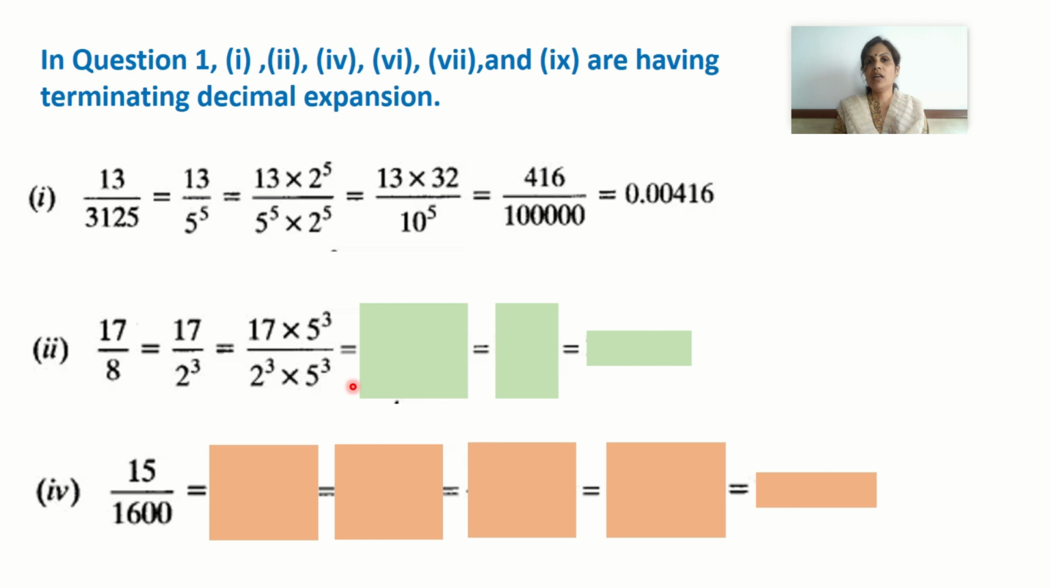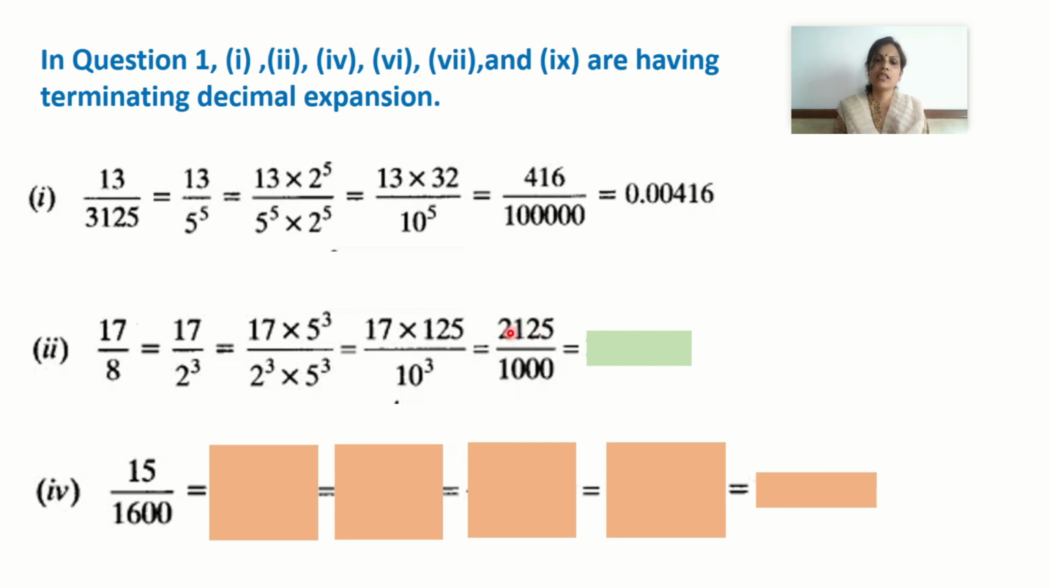So 2 raised to 3 into 5 raised to 3, that will be 10 raised to 3. So we'll have 17 into 125 upon 10 raised to 3. 17 into 125 is 2125 upon 1000, and accordingly let's put up the decimal point at thousands place. So 2.125 is the answer.